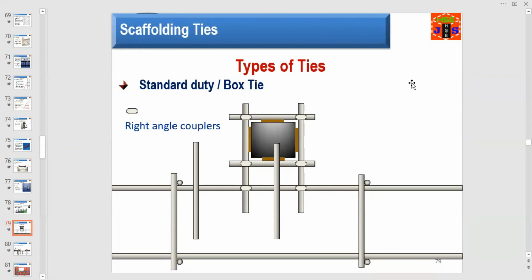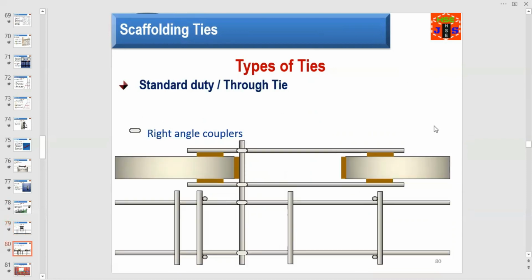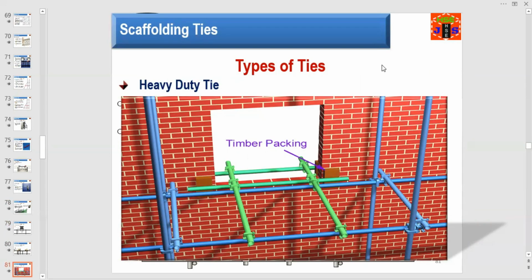If you are going to inspect a scaffolding structure, you must understand which type of tie is being used. If you are going to make a report, how can you, if you are not able to know the different types of ties being used in the scaffolding structure? This is an example of a standard duty through tie. Right angle couplers. The most important type of tie is the heavy duty tie.